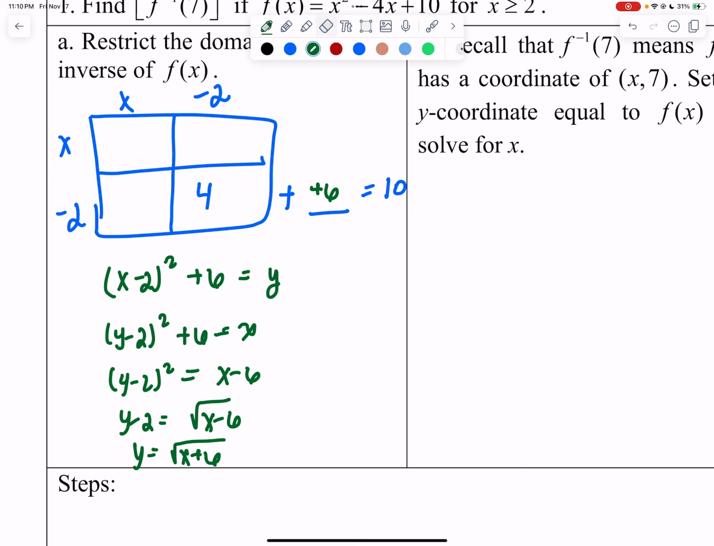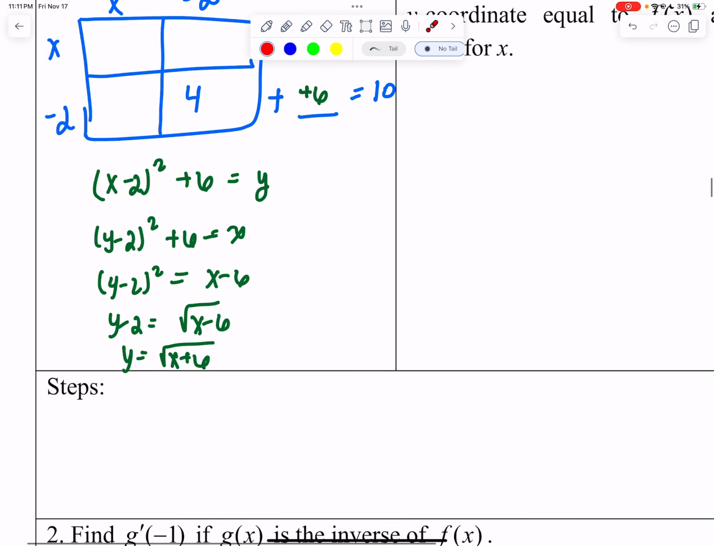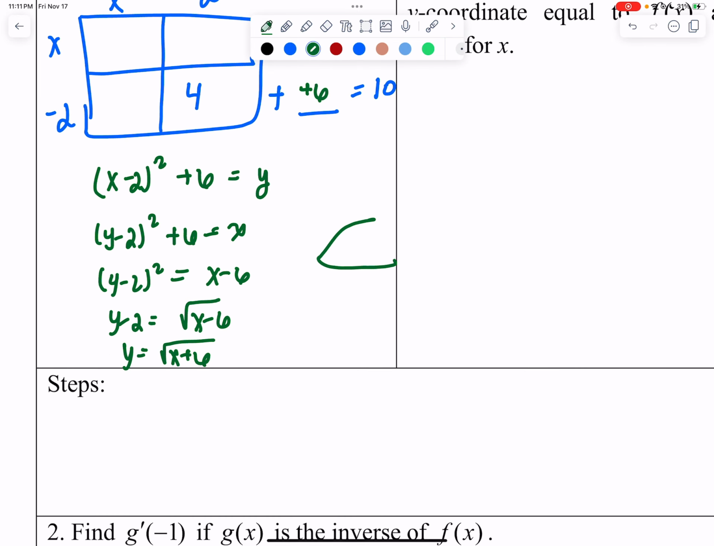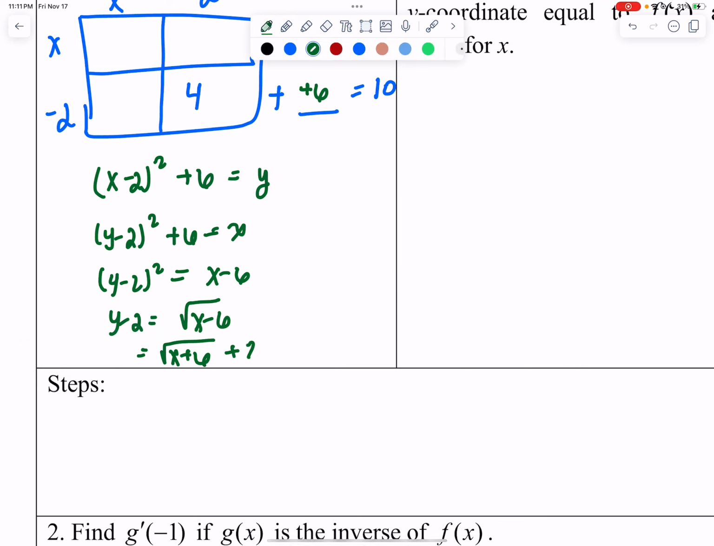Now, you'll notice that here, I did not include a plus or minus whenever I took the square root. And remember, that's because my domain is restricted for x is greater than or equal to 2. If I use plus or minus, then my problem is going to look something like this. And remember, that's not going to be a function because it doesn't pass the vertical line test. So we have the inverse being the square root of x minus 6, plus 2.